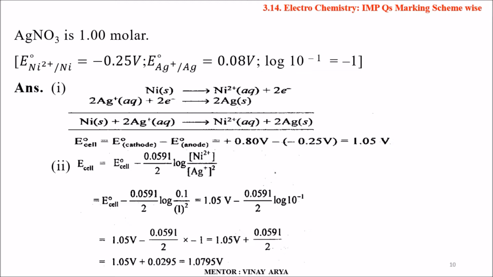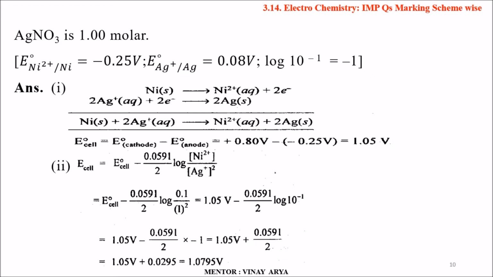Second part, E cell is equal to E naught cell minus 0.0591 upon 2 log of nickel ion upon Ag plus ion square. Why square, student? Because Ag is monovalent and nickel is divalent. So we have to take the square. We are equating it. So we have to take square of the concentration.